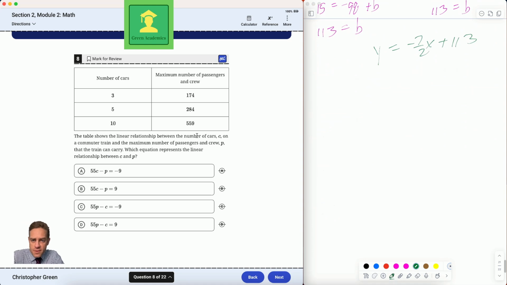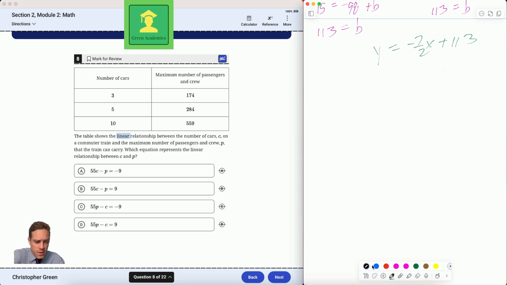Number of cars, maximum number of passengers and crew. The table shows the linear relationship. So it's actually very similar to the one that we did before, between the number of cars C on a commuter train and the maximum number of passengers and crew P that the train can carry. Which equation represents the linear relationship between C and P?